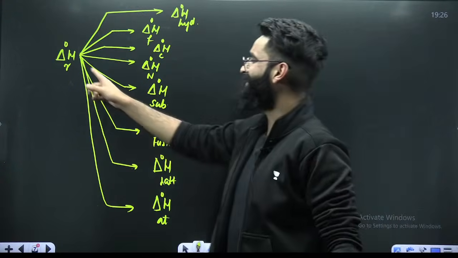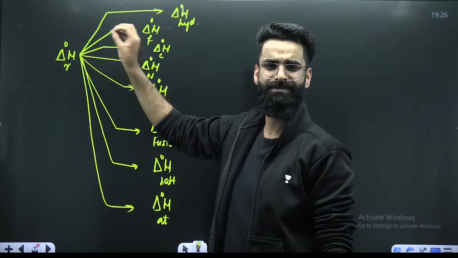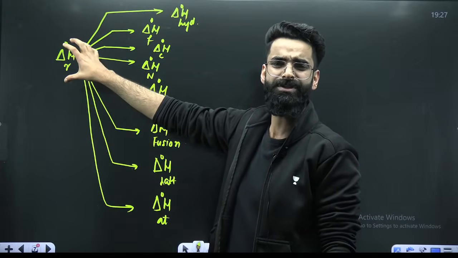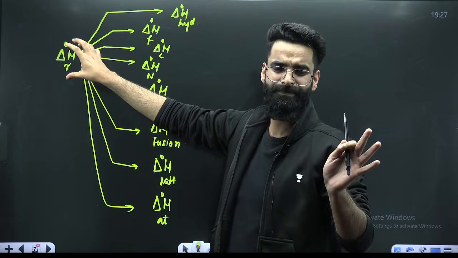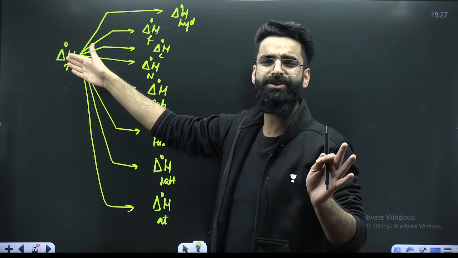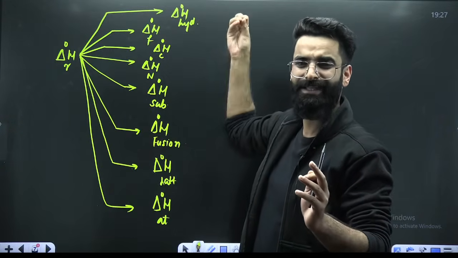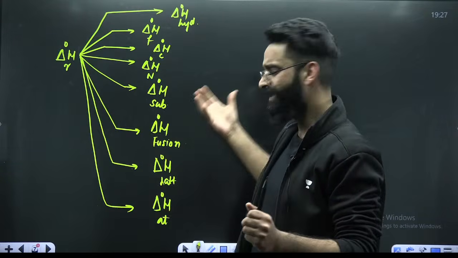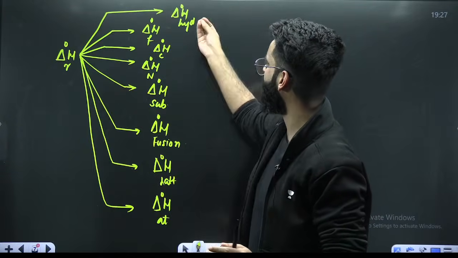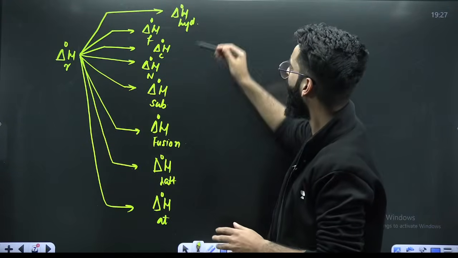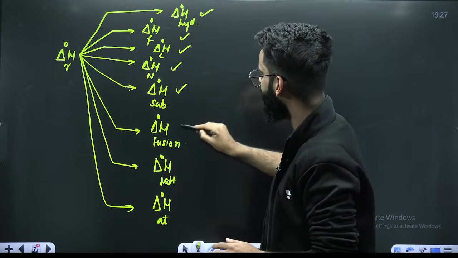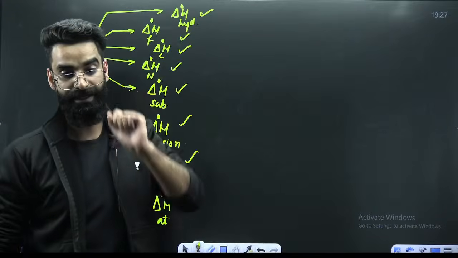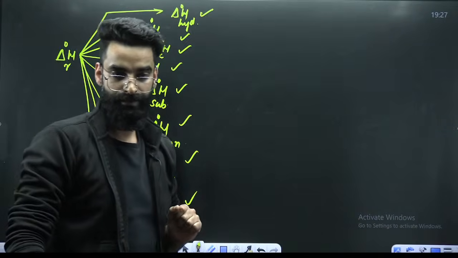So first of all, enthalpy of the reaction under standard conditions. Simple: the amount of heat absorbed or released during a chemical reaction which is carried out under standard conditions. Now, this enthalpy of reaction, sometimes you can call it enthalpy of formation, enthalpy of combustion, sublimation, fusion, vaporization, atomization, hydrogenation, etc. Now, all these things one by one we need to discuss, and from these, questions are basically asked in your NEET examination, right? Correct?